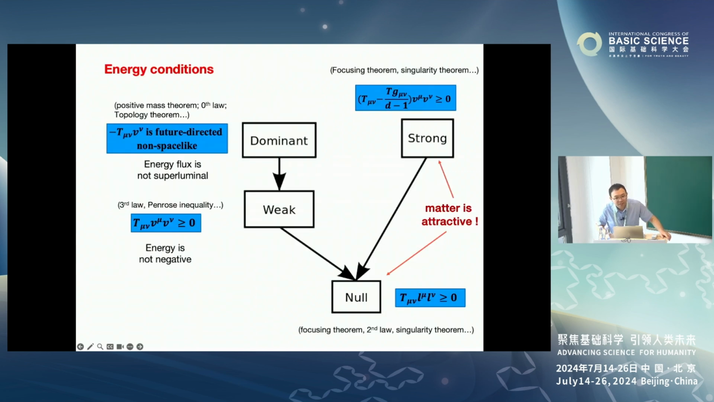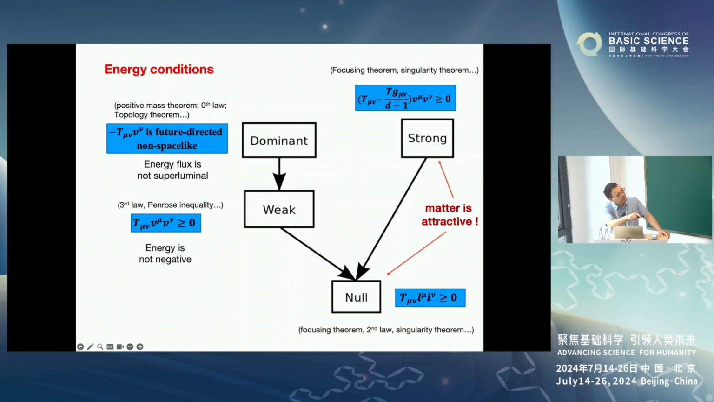Maybe you are not familiar with energy conditions, so let's briefly introduce some very important energy conditions in general relativity. The first one is the null energy condition I just mentioned. This is for any null vector. This combination should be greater than or equal to 0. And the weak energy condition is given for a time-like vector. This combination should be non-negative. And the dominant energy condition should satisfy the weak energy condition and have this further constraint. That means this current is further directed, is non-space-like.